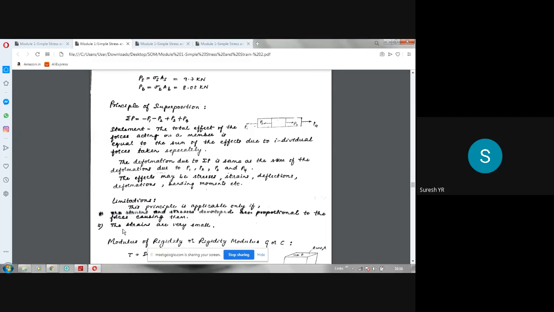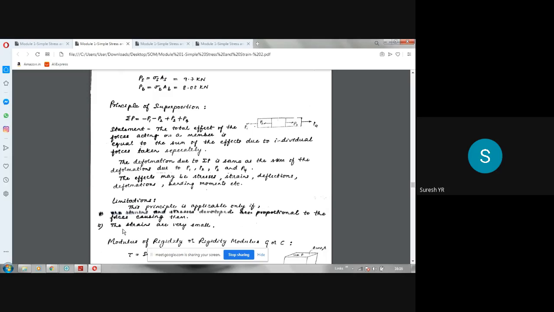When a body is subject to a number of forces, if you add the effect of individual forces, then that should be equal to the effect of the resultant. Resultant is nothing but the sum total of all the forces. What do you mean by resultant? It is a single force which can replace a number of forces acting on a body. The effect of a resultant is equal to the sum of the effects of individual forces. That is the meaning of principle of superposition.